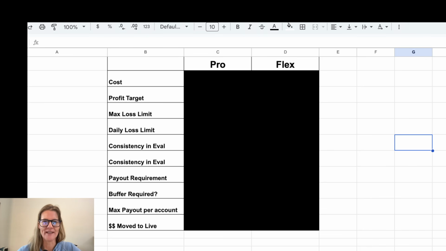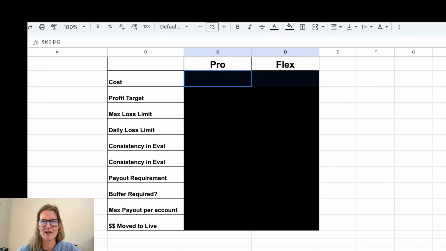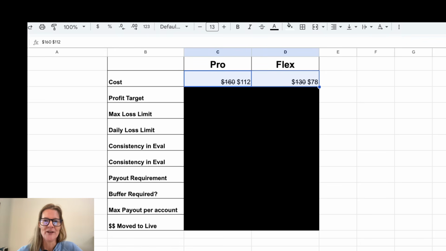All right, so the difference between the two, this is their current promotion pricing, but 40% off, these are the prices. The Flex account is a little bit cheaper. One thing I'll tell you, this is for their 50K accounts. All the rules and profit targets and everything I'm gonna get into is for their 50K account. So obviously look at the actual account you're gonna get, but just for ease of comparison, that's the one that I went with. So the Flex account is a little bit cheaper than the Pro account.